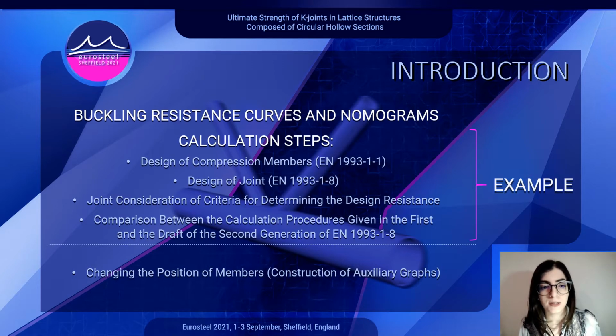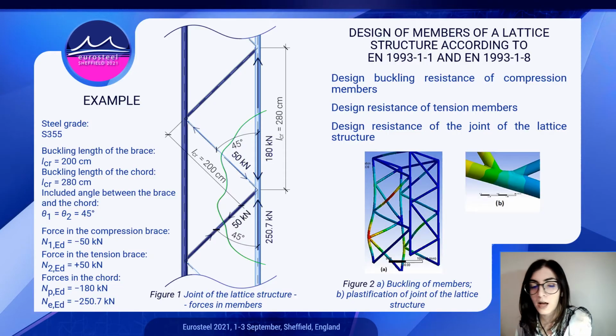Throughout the presentation, the calculation steps in accordance with the relevant Eurocodes will be shown in a particular example. A comparison will be made between the calculation procedures given in the first and the draft of the second generation of EN 1993 Part 1-8. At the end of the presentation, changing the position of members will also be considered. So let's start with the example.